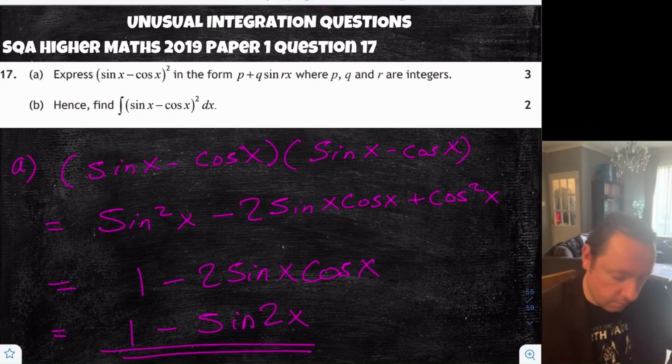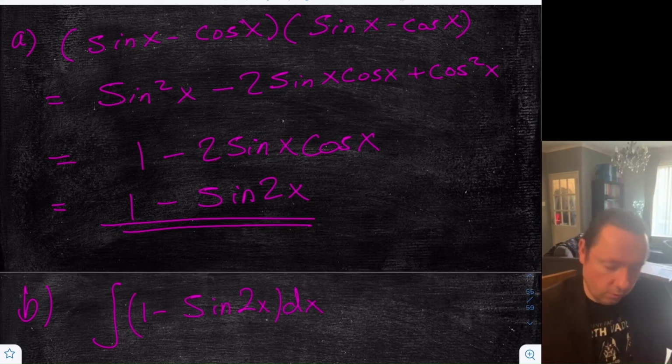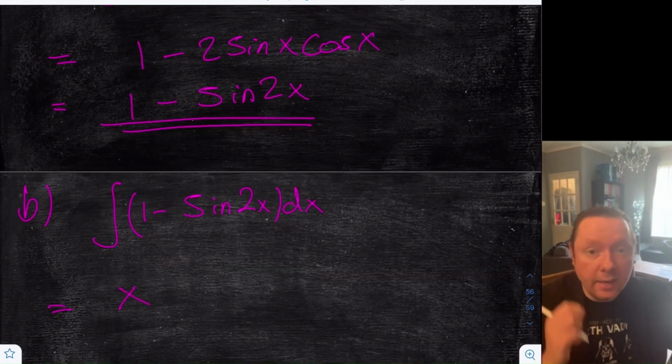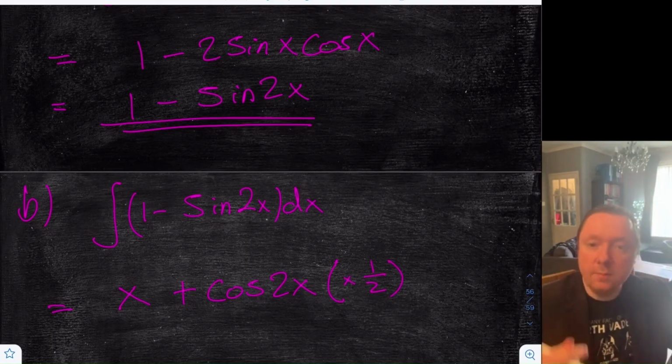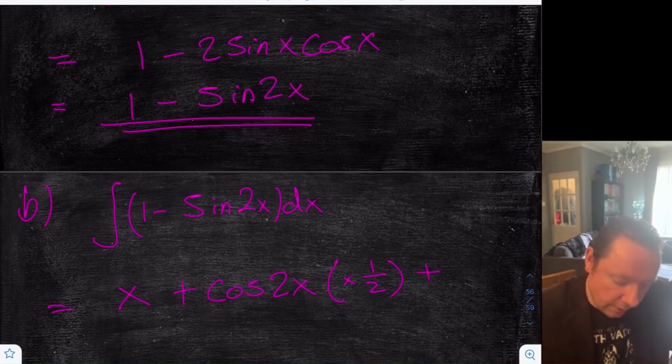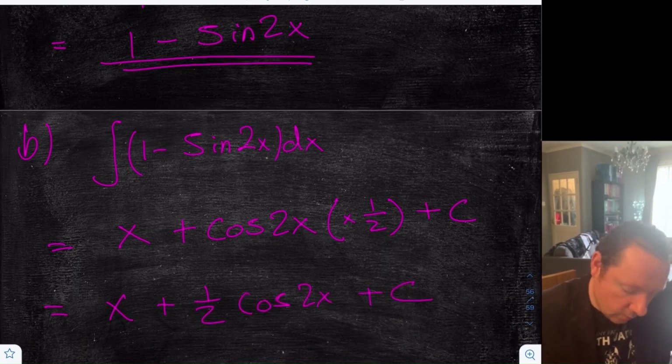Hence, find the integral of that. So that means for part B, we can do the integral of 1 minus sin 2x dx, and that's just the chain rule. Integrate 1, you get x, minus sin integrates to cos, so plus cos 2x, but then we need to times by the 2x differentiated, so times a half, because we divide by the differentiated, then plus c. So that is equal to just x plus a half of cos 2x plus c, and we're done there.